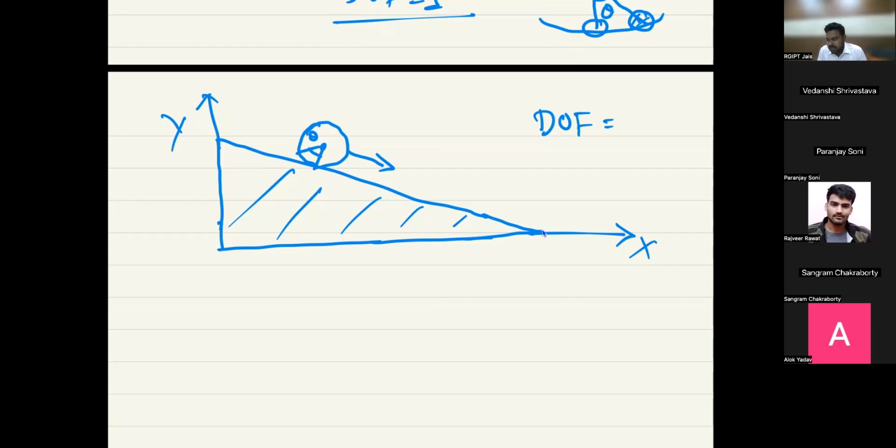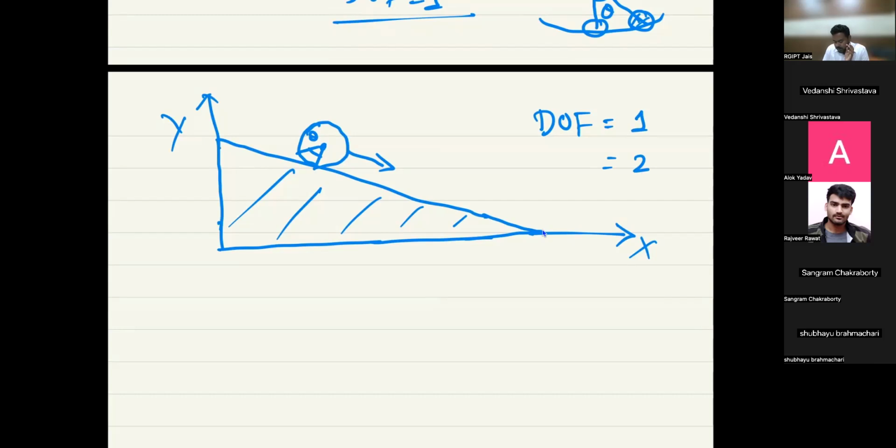How many degrees of freedom should we have? Two, sir. So some of you said 1, some of you said 2. Which one is correct? Why should we have 1 degree of freedom here? Can you explain? I told you this is rotating, which means it is also moving along this inclined plane, right? Yes, sir. So then should we have 2 degrees of freedom or 1? Your answer is correct.